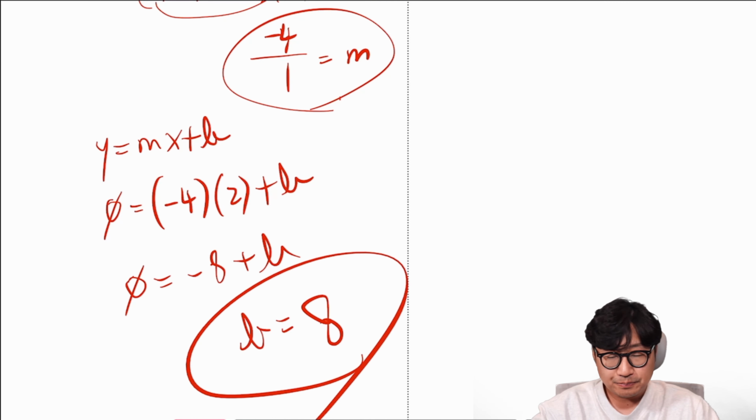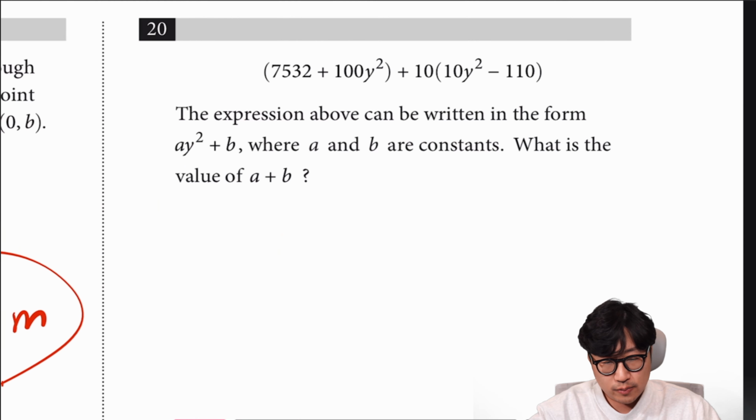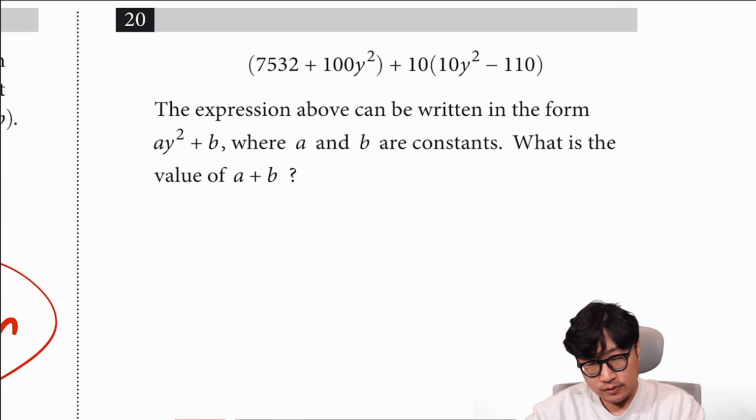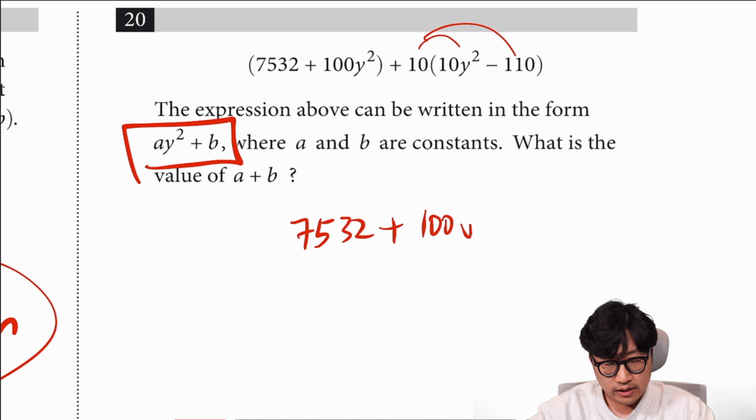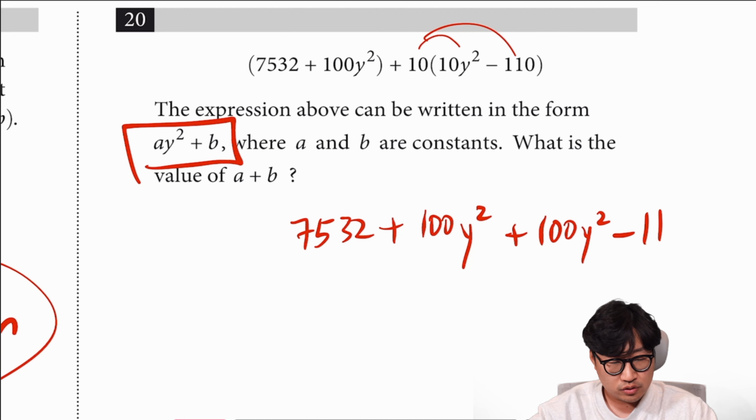There you have it. All right, number 20, the expression that. So what is the value of a plus b? So we just have to put that in this kind of a form. So let me distribute that. So that'd be 7532 plus 100y squared plus 100y squared minus 1100.